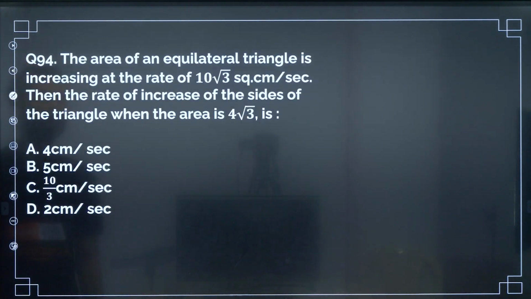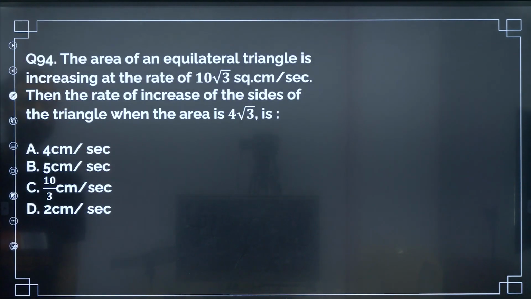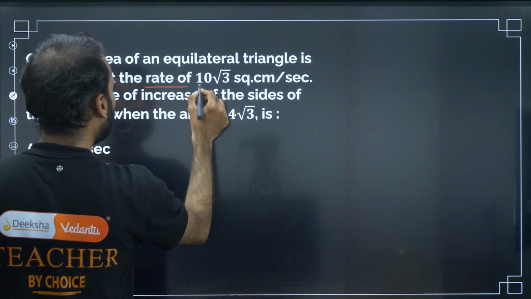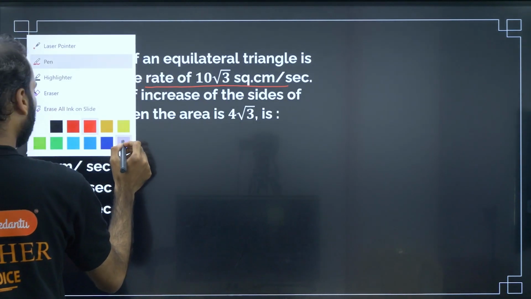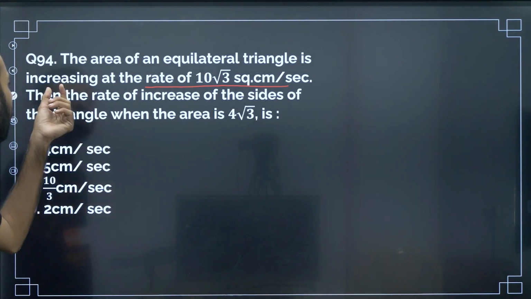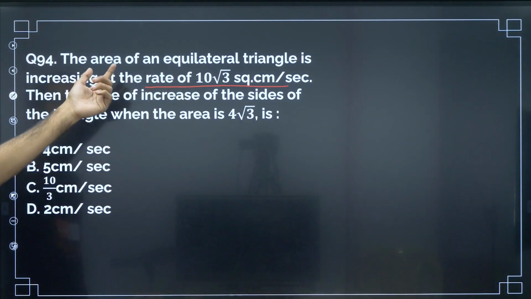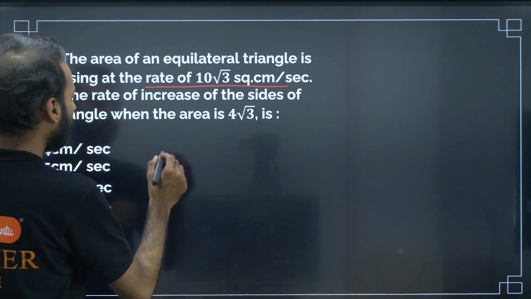Moving on to the area of equilateral triangle. Now let me go through the question. Area of equilateral triangle is increasing at rate of this. Let me write that given data. The area of equilateral triangle, they are talking about one triangle area. The area of equilateral triangle is increasing at rate of 10 root 3 square centimeter.